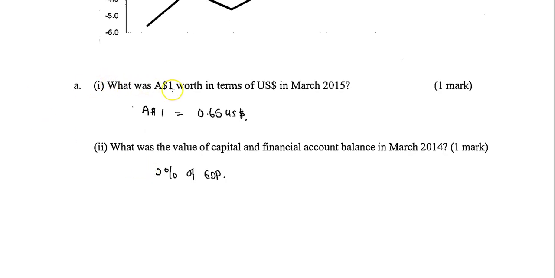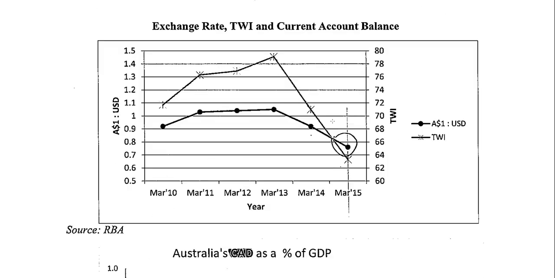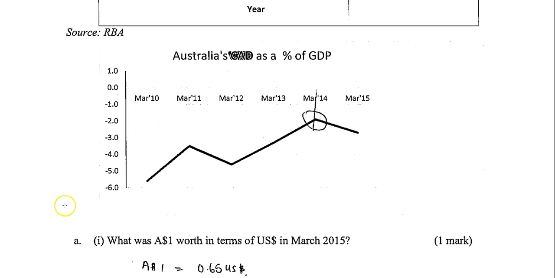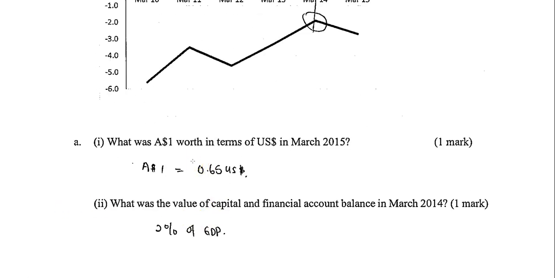Question A1 says, what was the value of Australian dollar in terms of USD in March 2015? This is a very, very simple question. You just need to go to the first graph, draw a line across March 2015, and then find that value. Which value are we looking at? To USD, the bolded one, which is this one. From there, approximately, this is what I've got, 0.65 USD. Now it can be plus minus 0.02 kind of a thing. Usually they accept it.